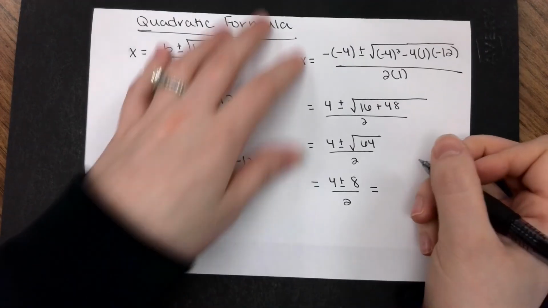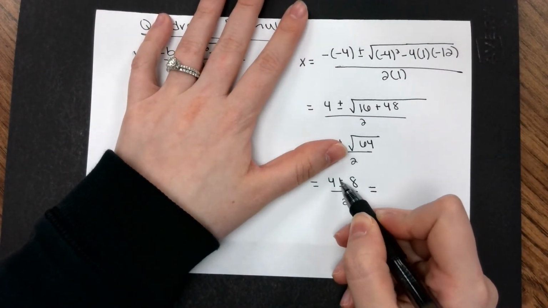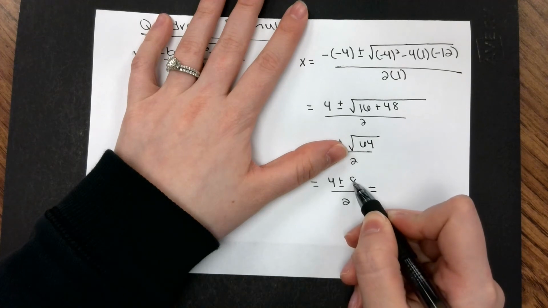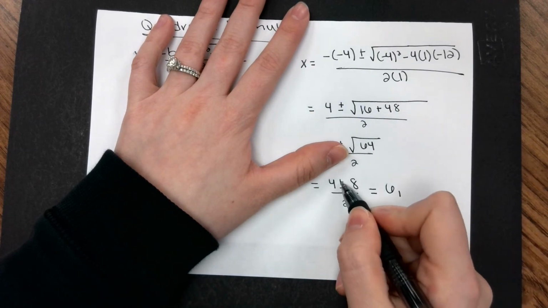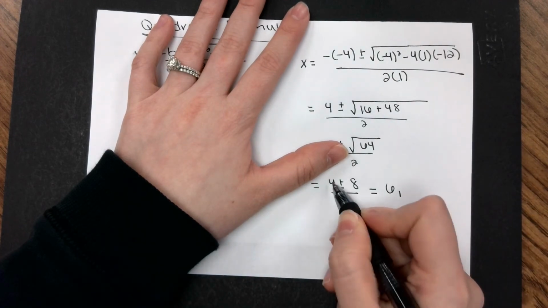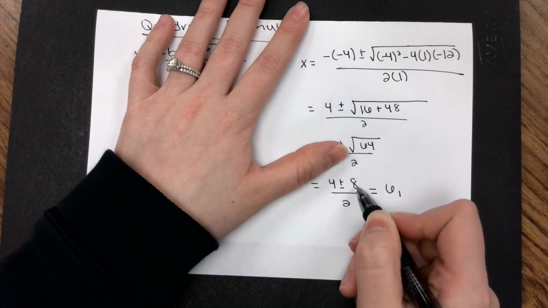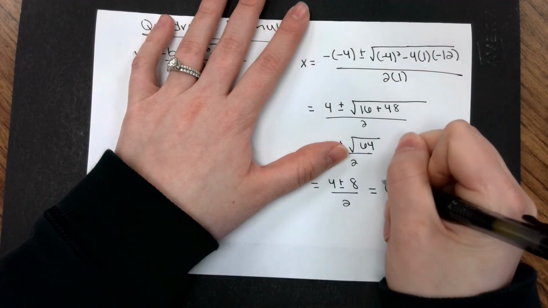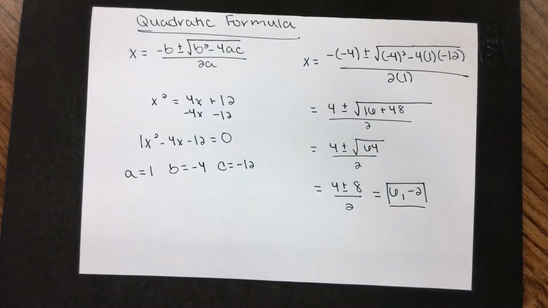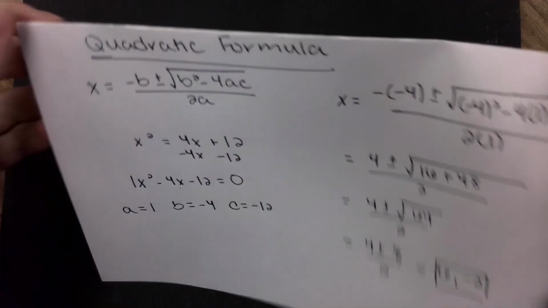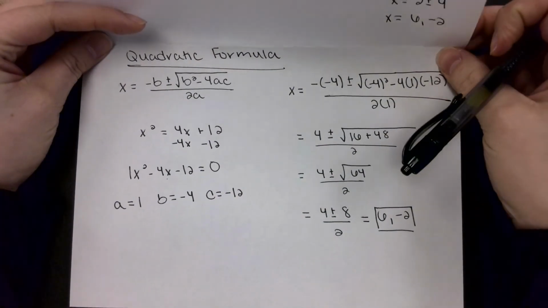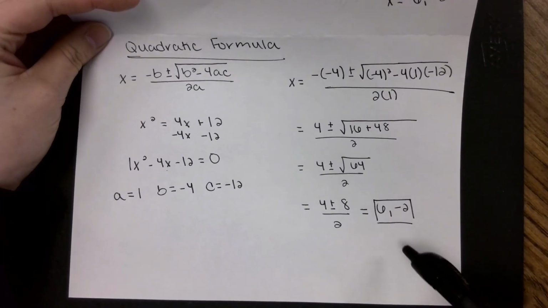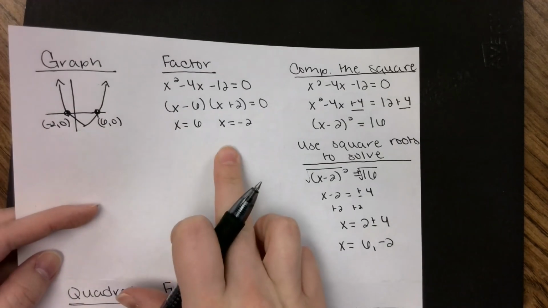Okay, this should look familiar now. Ignore the negative, focus on the positive. 4 plus 8 is 12, and 12 divided by 2 is 6. That is one solution. Okay, ignore the positive, we just did that. Focus on your negative. 4 minus 8 is negative 4. Negative 4 divided by 2 is negative 2. And there are your solutions. So, what I actually did here was I used the same problem for all of these that we just did. So, for all of these, we should have 6 and negative 2 for our solutions, which we do.